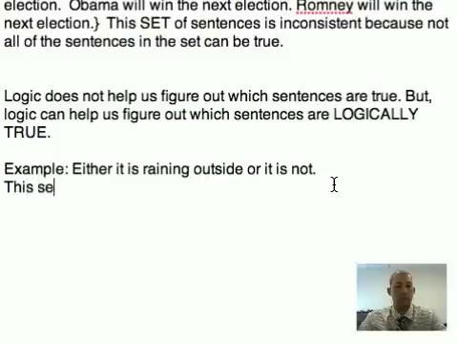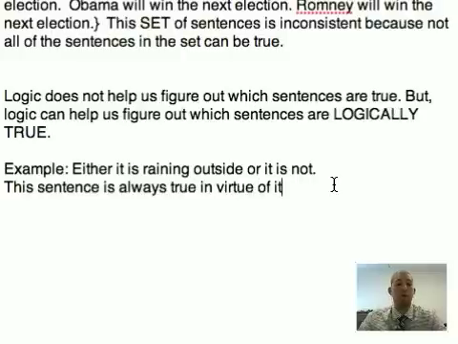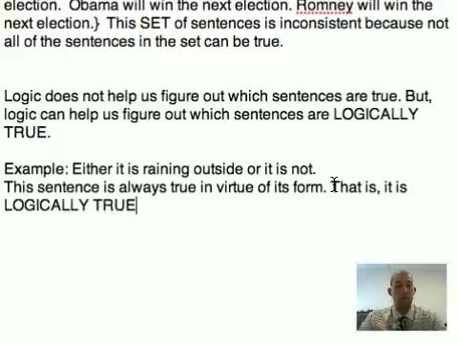So this sentence is always true in virtue of its form. And that's what we mean by logical truth. So let's give a formal definition then of logical truth. Say logical truth by definition is a property of a sentence.